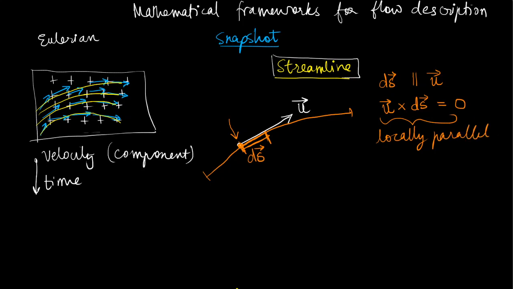By locally parallel, I mean to say at this point I have drawn the curve like this, but the curve would be like this if velocity at this point would be something like this. If I know that the velocity over here is something like this, the velocity over here is something like this, then the curve in question, that is the streamline, would look something like this.